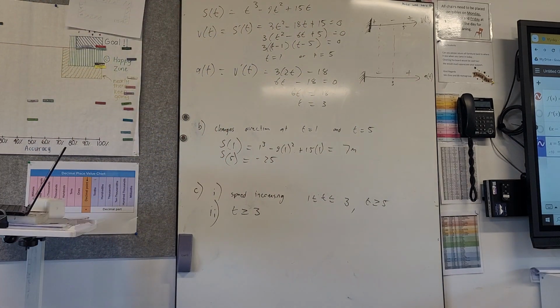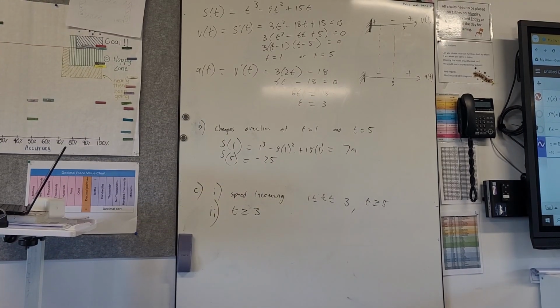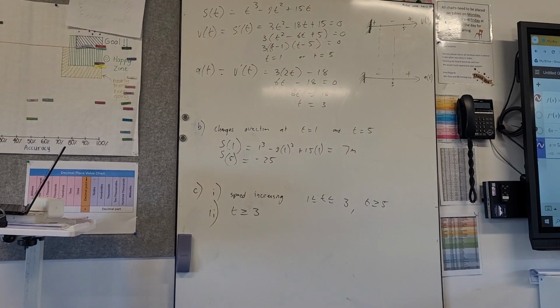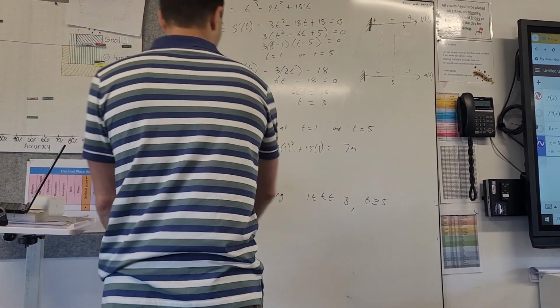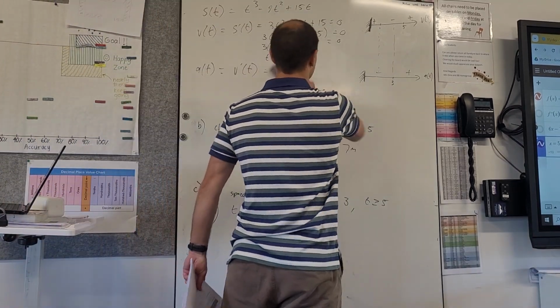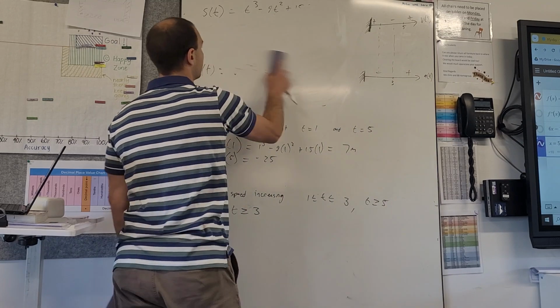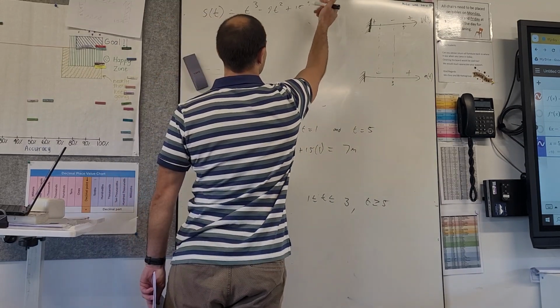All right, part D. Find S of 6 and draw the motion diagram over the first 6 seconds. Hence, find the total distance travelled by the object in the first 6 seconds. So I'll keep moving down, I think, or maybe I'll might clear this part off. All right, so I'll leave that part up there, plus 15t.